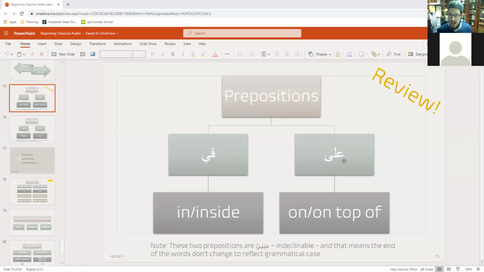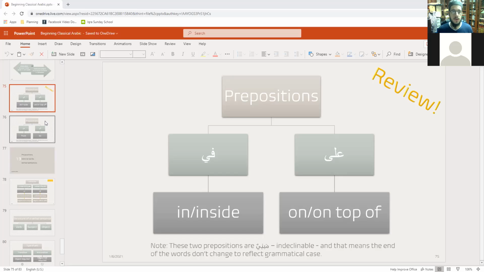And we learned previously ala, the preposition which means on or on top of, and fi, which primarily means in or inside. And as we said, prepositions are much more flexible in the Arabic language than in English. So you'll find that fi has several meanings in classical Arabic. I won't go into it, but just know, put it in the back of your head, save it for a rainy day, that prepositions are more flexible in Arabic than they are in English. So they can have multiple meanings, but these are the primary meanings, especially in everyday speech.